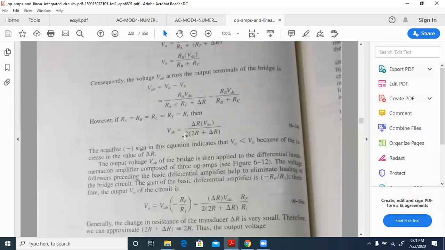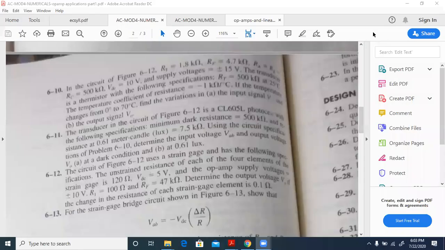VDC is the same, 10, 2 into 2 into 500 kilo ohm. The del R value is minus 492.5. So that is the value of VAB. And then the value of V0 will be just multiplying VAB by minus RF by R1. That finishes the problem. So next we will go for 6.12.